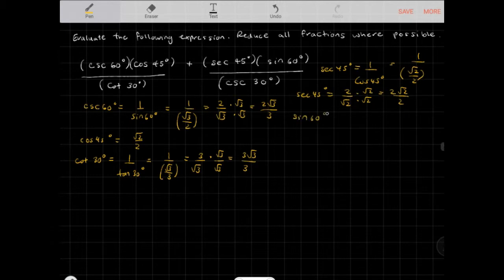Then we can take a look at sine 60. We know the value of this is square root 3 over 2. And we have cosecant 30 degrees, which is 1 over sine 30 degrees, which is 1 over 1/2, which is basically 2 over 1.